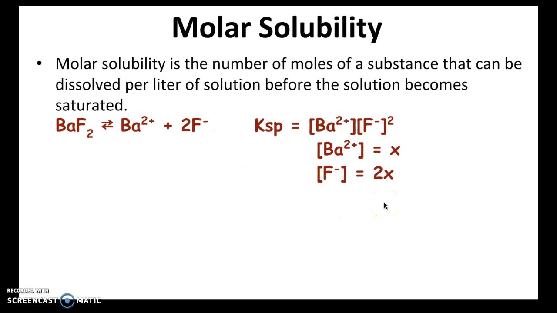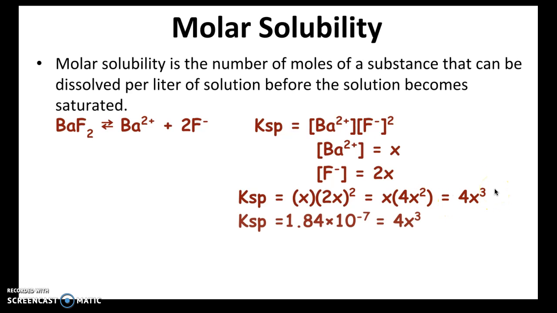Okay, now that we have that down, the next thing we're going to do is plug that into our Ksp expression. Our Ksp is the concentration of Ba2+ times the concentration of F- squared. So we plug in our x and our 2x, and we square that 2x. That gives us x times 4x squared, and when we multiply that out, we get 4x cubed.